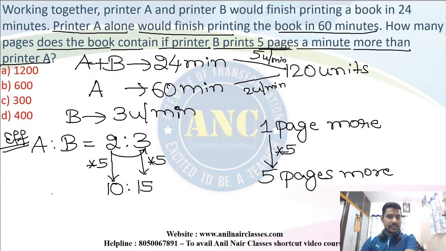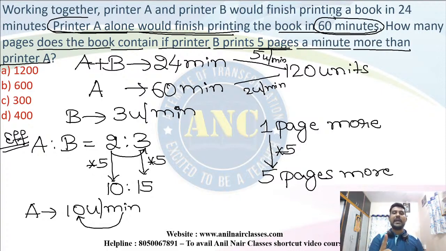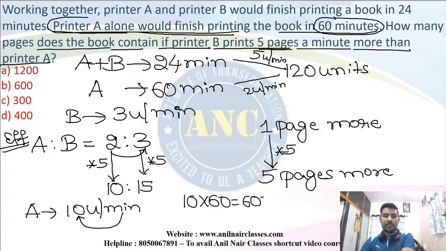Now, A's capacity is 10 units per minute. The meaning of 10 units per minute is, in 1 minute it will print 10 units. But it is clearly given in the question that printer A alone would finish printing the entire book in 60 minutes. So in 1 minute it can print 10 pages, and working alone it will work for 60 minutes to complete the entire book. 1 minute 10 pages, 60 minutes, it is 60 into 10 pages. Answer for this question is, totally there are 600 pages in the book. How many pages the book contains is the question. Answer is 600.